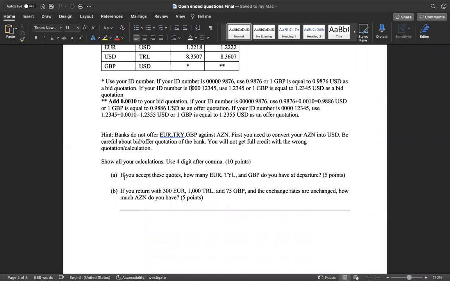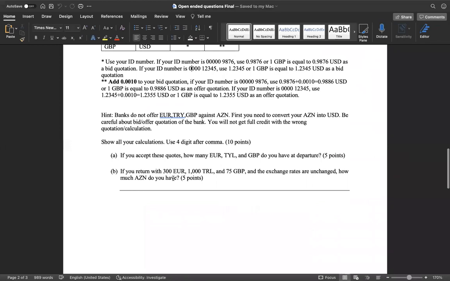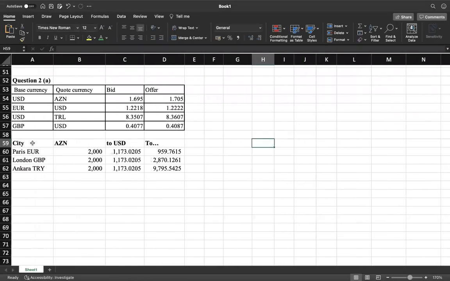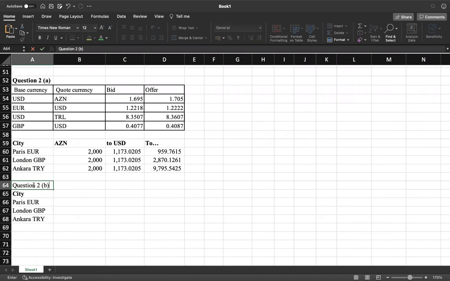We're done with the first part, the A part of the question. The second part says, if you return with 300 euro, 1,000 Turkish lira and 75 British pound, if exchange rates are unchanged, how much AZN do you have? It is again the same logic. So let me write here, question 2B.